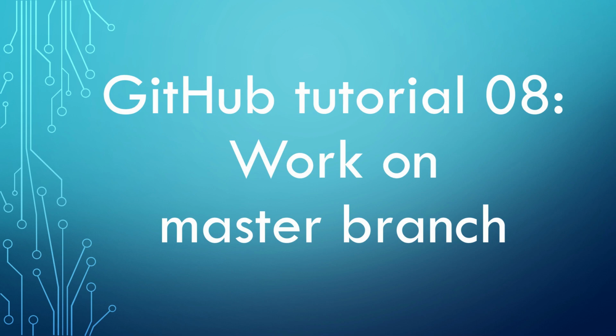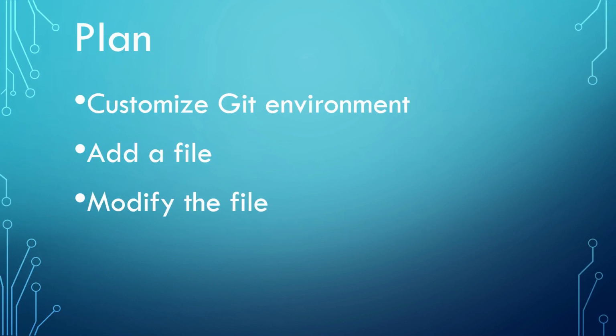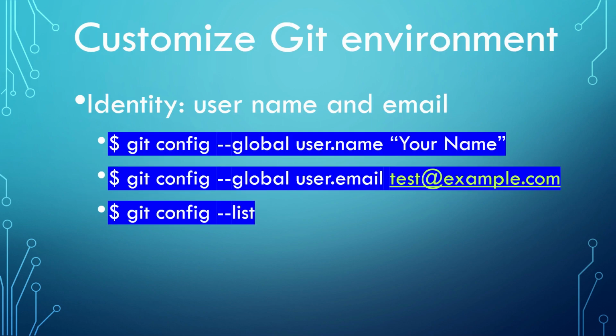Now we have a GitHub repository from Master Branch. To show which Git commands are required to work on this master branch, here is the plan. First, customize the Git environment. Second, add a file to the repository, both local and remote. Third, modify the file you just added and commit it to the local repository, then push to the remote repository. Let's start from step 1.